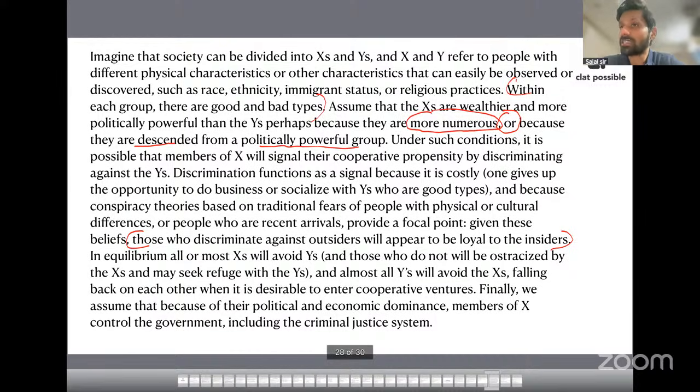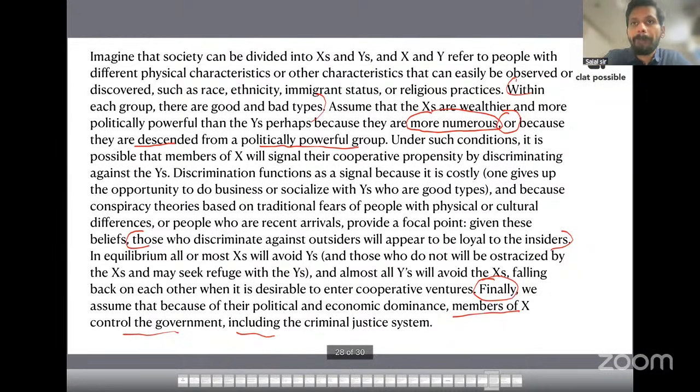So it's not only that you will be left out of the group. You will be isolated, and then you will have to be with Ys. And almost all Ys will avoid the X's, falling back on each other when it is desirable to enter cooperative ventures. Finally, we assume that because of the political and economic dominance, members of X control the government, including the criminal justice system. So either because they are in majority, or because it may be an aristocratic setup where few wield the power.